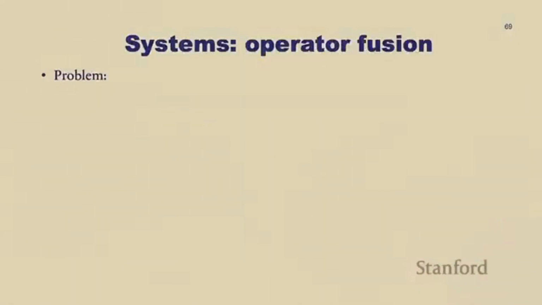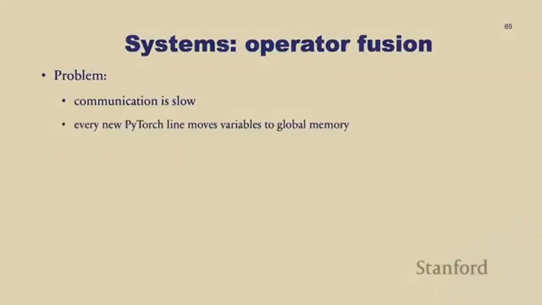Okay, I'll actually talk just about this and then I'll skip all the rest. Operator fusion, because I think this is actually pretty cool. As I just said, communication is very slow. And actually, every time you use a PyTorch line, it basically moves the variable to the global memory of your GPU.